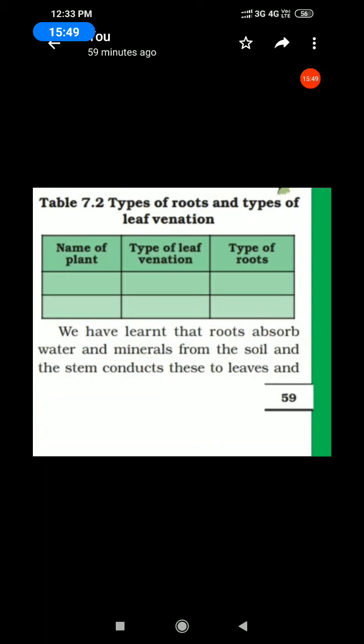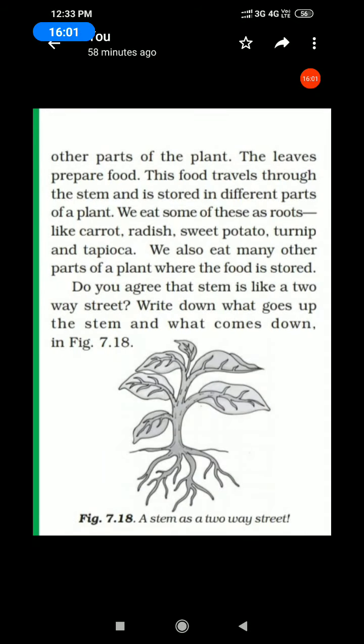We have learned that roots absorb water and minerals from the soil, and the stem conducts these to leaves and other parts of the plant. The leaves prepare food. Underline the word. Page number 59. The leaf prepares food. This food travels through the stem and is stored in different parts of the plant.